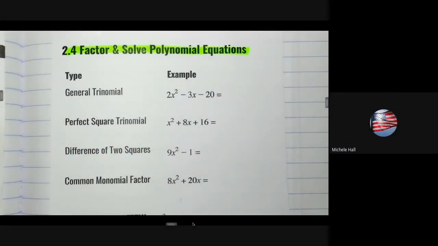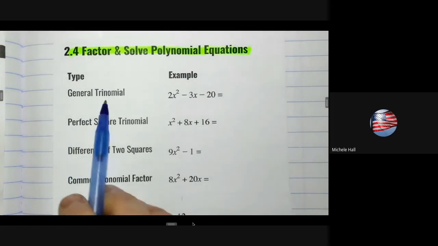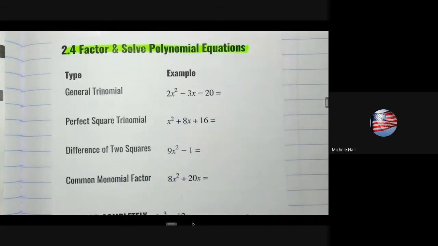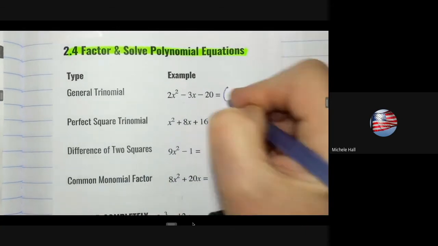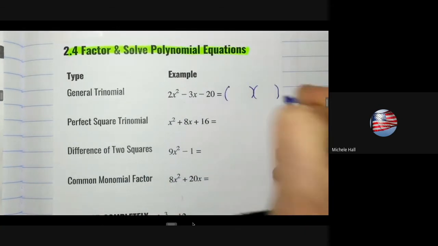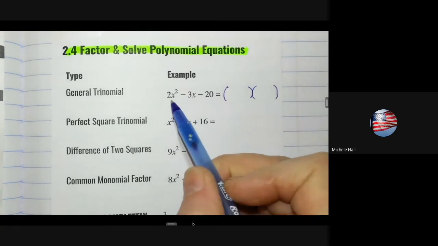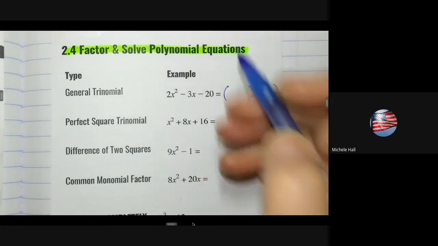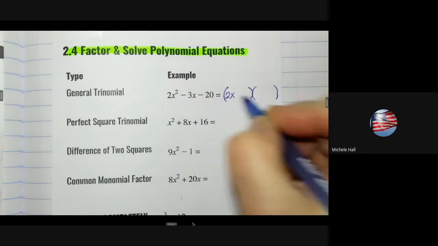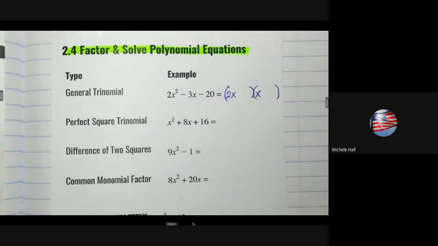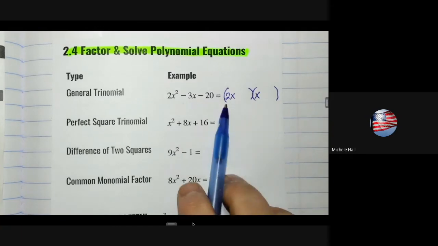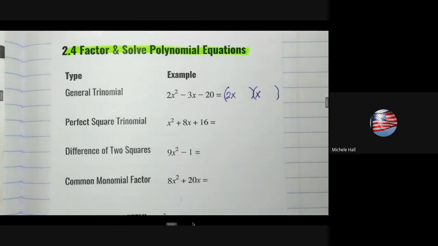8.4, factor and solve polynomial equations. We have a general trinomial here that we need to factor. Factors of 2 are only 1 and 2, so that's going to be 2x times x equals 2x squared. And then I need factors of 20 that, when multiplied with this 2, are going to equal -3.